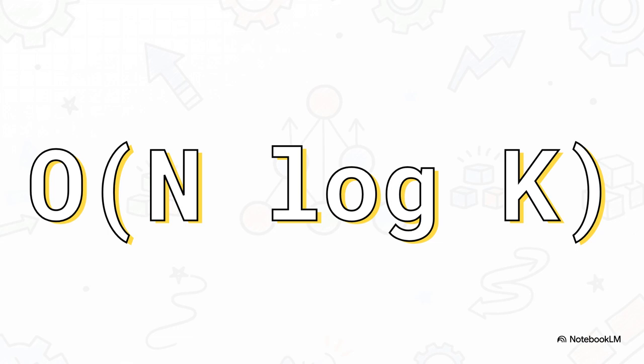But honestly, for the vast, vast majority of top k problems, O of n log k is your ultimate prize. By maintaining that strict constraint of size k inside your heap, you completely bypass the heavy O of n log n burden of fully sorting massive datasets. You keep your space complexity incredibly low, and you solve the problem with total surgical precision.